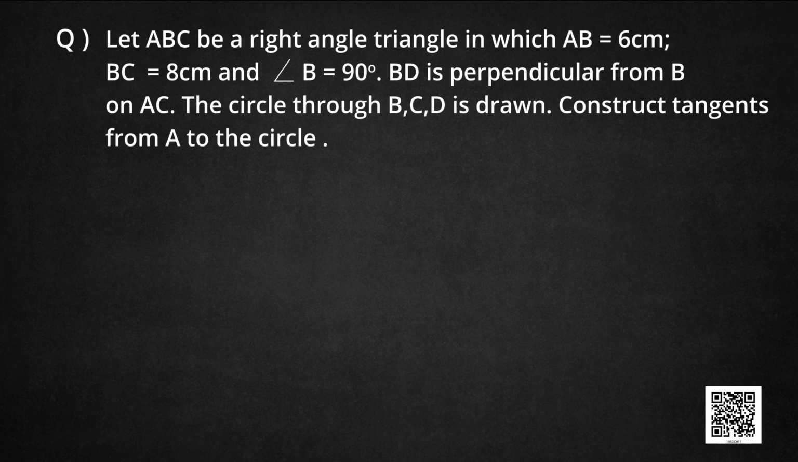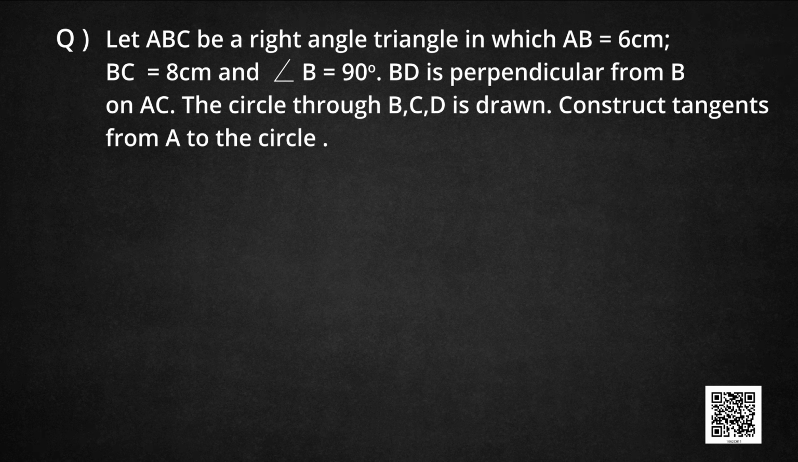Let us do another question. ABC is a right angled triangle in which AB is equal to 6 cm, BC is equal to 8 cm and angle B is equal to 90 degree. BD is perpendicular from B on AC. The circle through B, C, D is drawn. Construct the tangents from A to the circle.